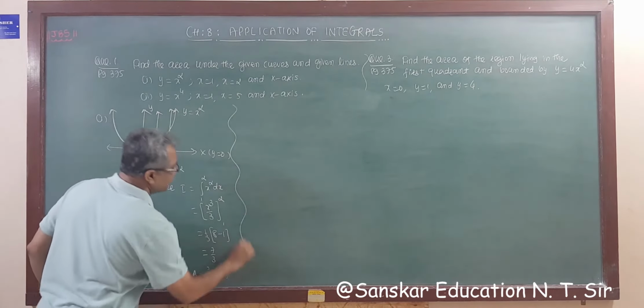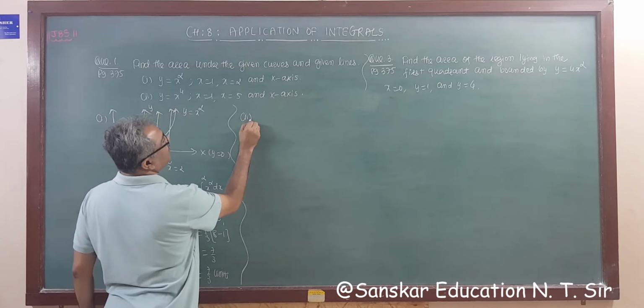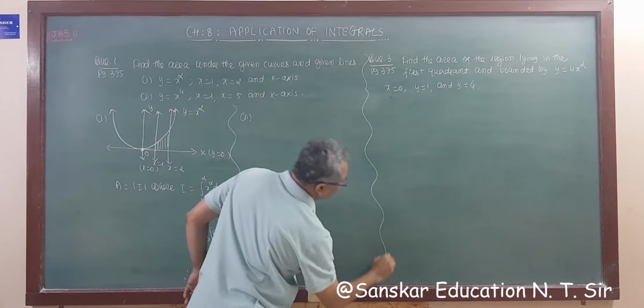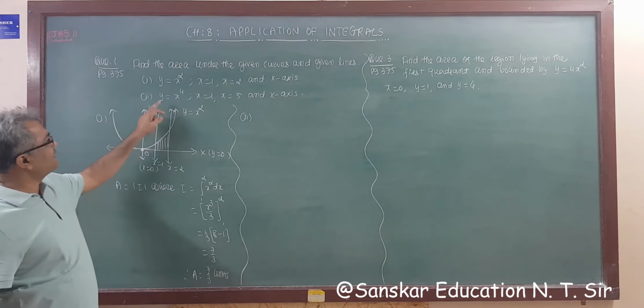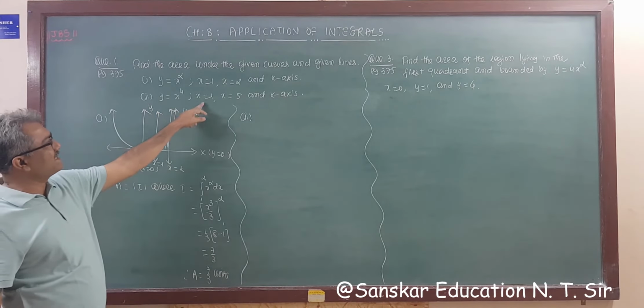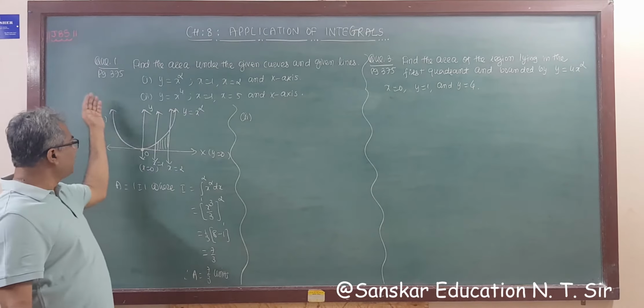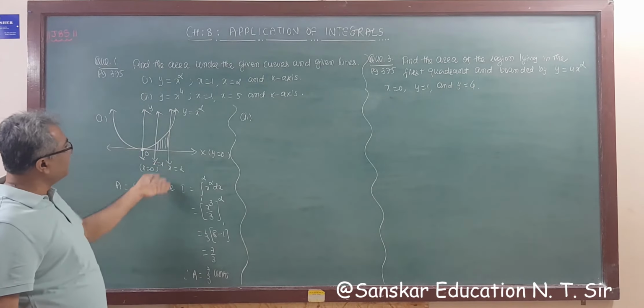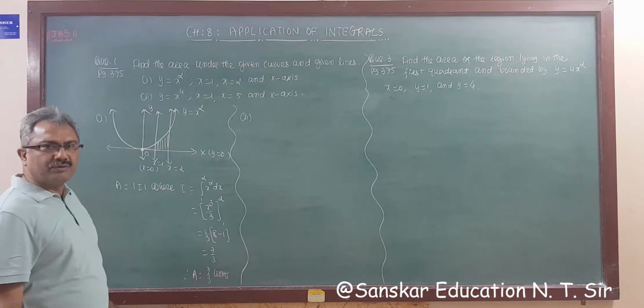So this is the first question. Now the second one, and this is the third. So the second one is given the same thing, y equal to x raised to 4, x equal to 1 and x equal to 5. So no need to write, right? This is the line and we have taken the 1 and 5 lines. So no need to draw a graph, right?